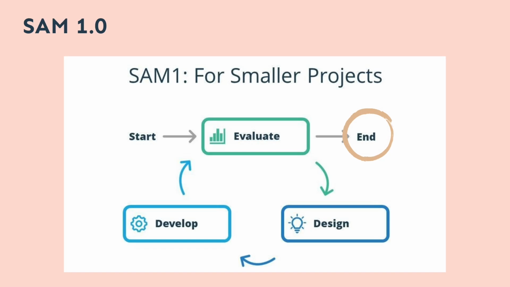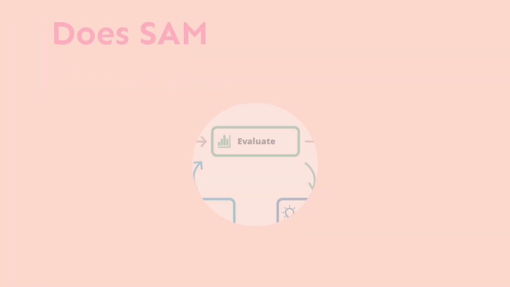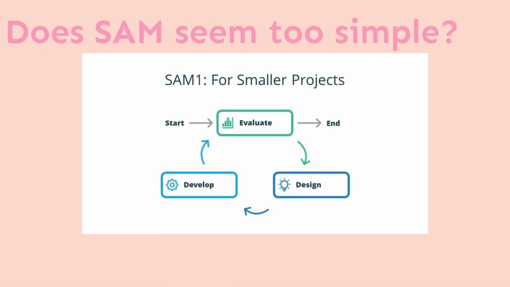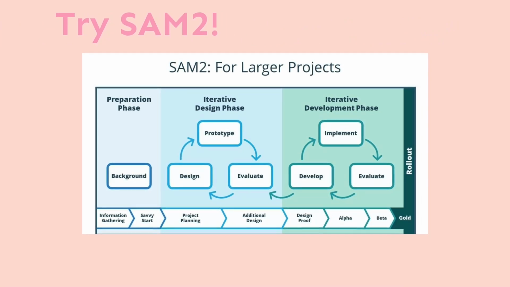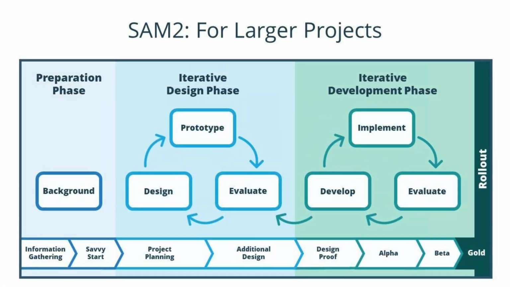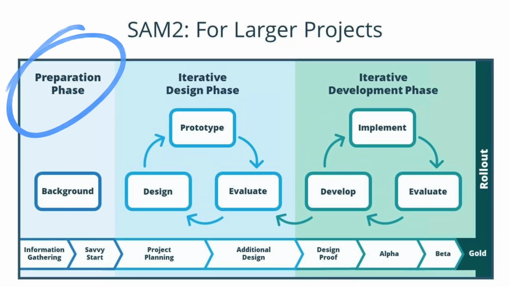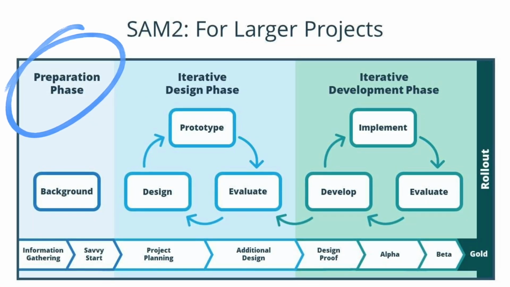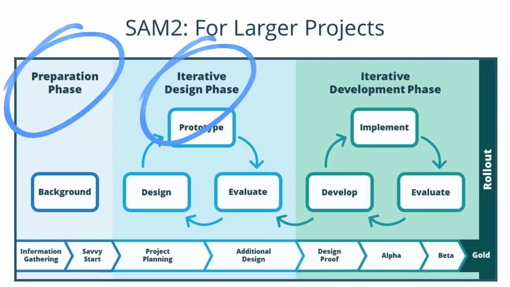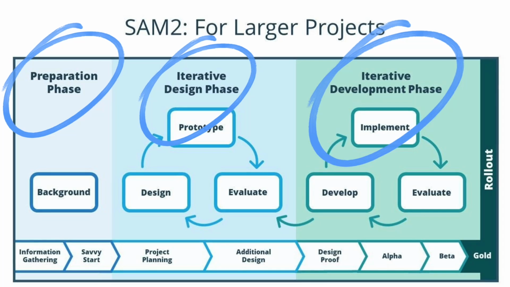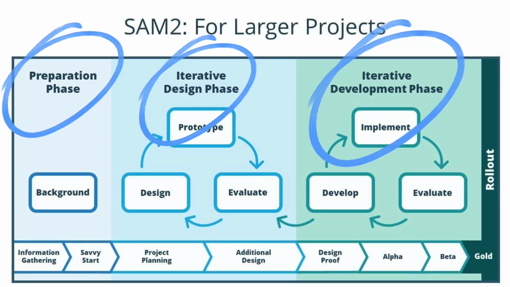This iterative approach contrasts with linear models like ADDIE by focusing on collaboration and adaptation, ensuring the final product effectively meets learners and stakeholder needs. Do the steps in SAM seem too simple? For larger projects, it may be useful to utilize SAM 2. SAM 2 is divided into the preparation phase, the iterative design phase, where you'll pretty much work on SAM 1, and finally the iterative development phase, where you'll reiterate the project and prepare it for implementation.